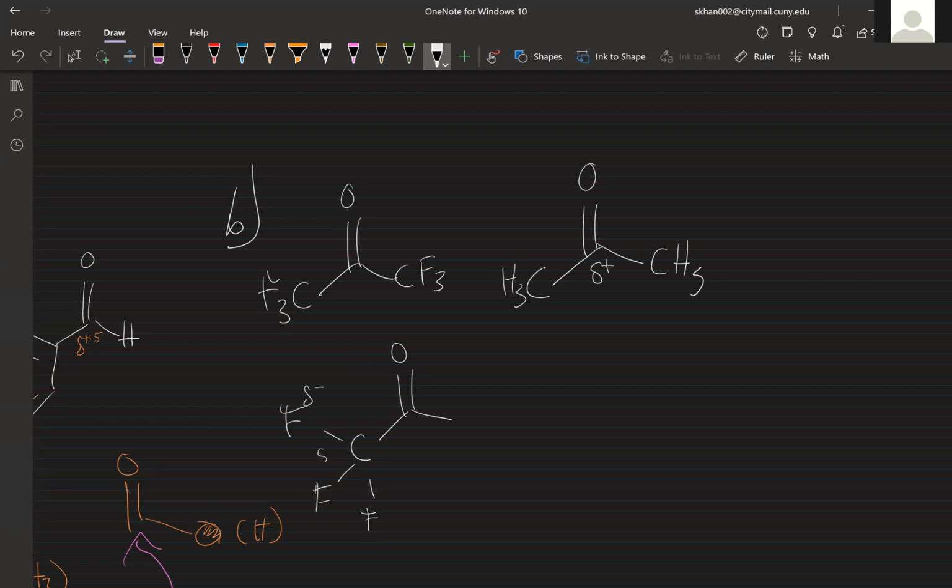So these are all partially negative. Fluorine's the most, right? It's going to make this carbon very partially positive, right? And we have basically two of these, both pulling on this. So you could say this is like plus, right?